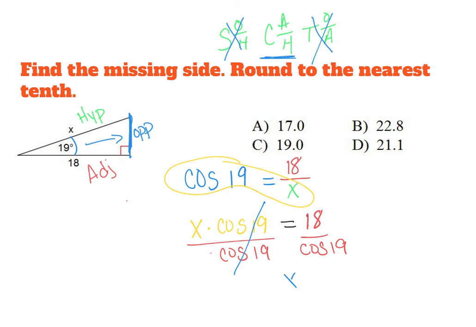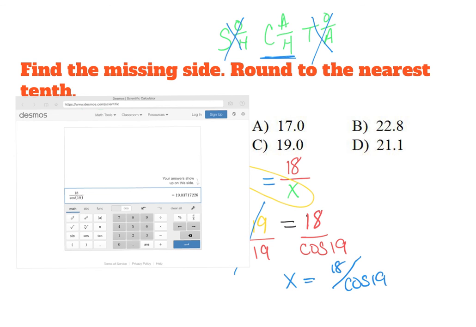So x is equal to 18 over the cosine of 19 degrees. At this point, you would go into your calculator to plug in the numbers and round your decimal. After you plug it in, your decimal will give you 19.03. Because we're rounding to the nearest tenth and 3 is less than 5, my final answer will be 19.0 or just 19. So the correct answer is C.